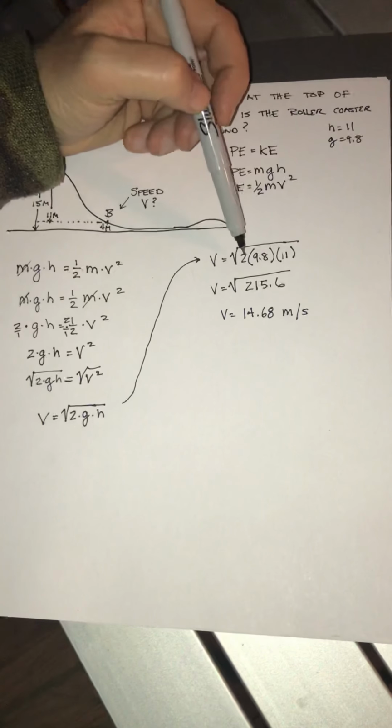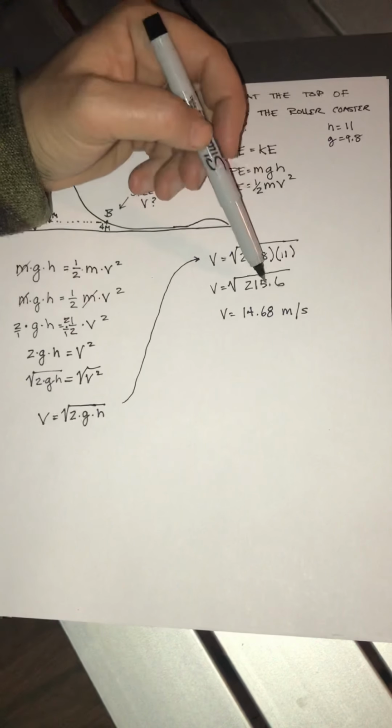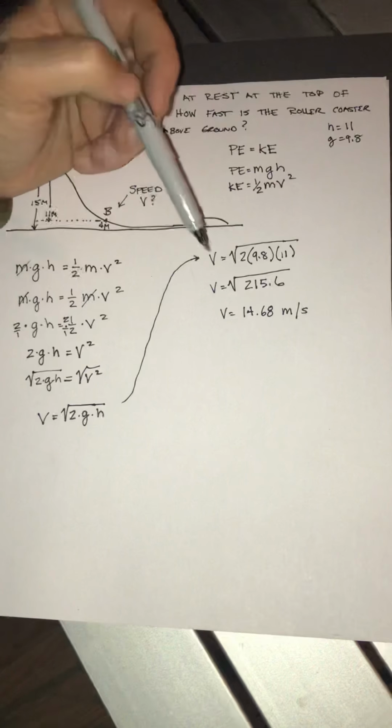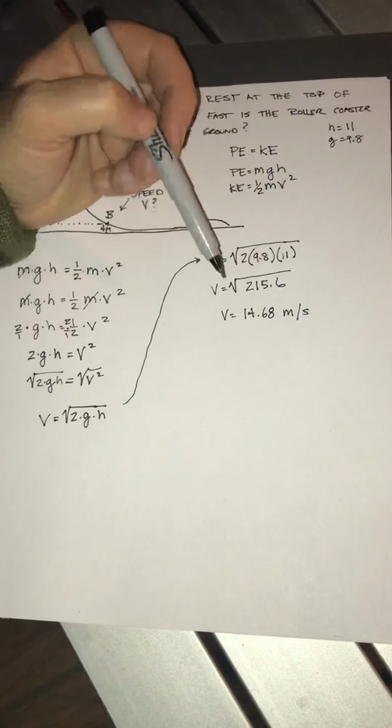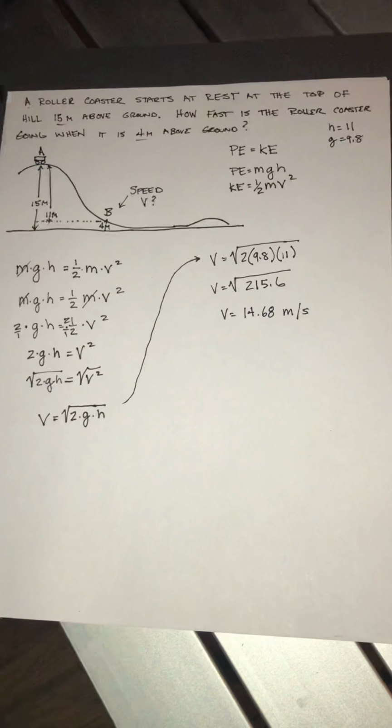If we multiply that out on our calculator, we get 215.6. So now we take the square root of 215.6, and that gives us a velocity of 14.68 meters per second. And I just did some quick math, and that kind of comes out to roughly 29 miles per hour. So that felt right to me as a gut check in terms of how fast something might be going as a roller coaster rolling down the hill. So I think I got the answer correct this time.